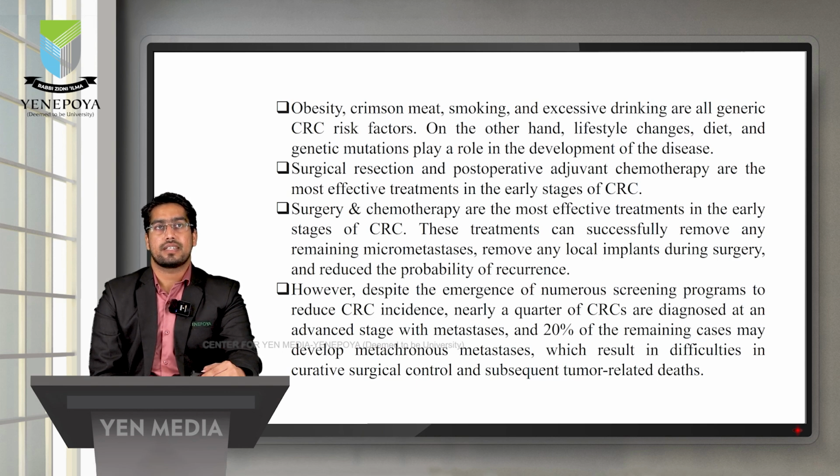So, what are the different stages for the treatment? Surgery and chemotherapy are the most effective treatments used in first line, second line and third line therapy. These treatments can successfully remove the cancer from micrometastasis. They can remove it from the implant by using surgery. They reduce the colon cancer from spreading to different parts of the body.